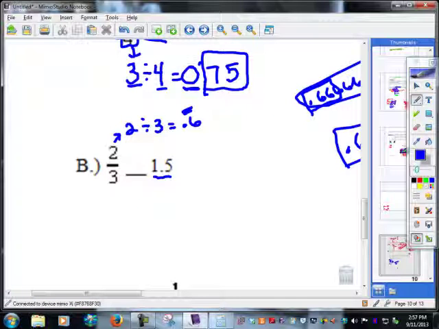Now, is 0.6 repeating larger than 1.5? No, because you have one whole pizza there. You don't have any whole pizzas. You just have 0.6 repeating of a pizza. Therefore, 1.5 would be larger here.